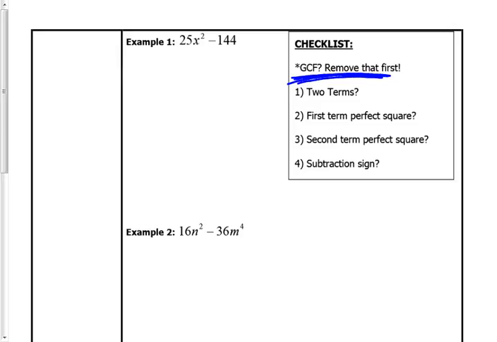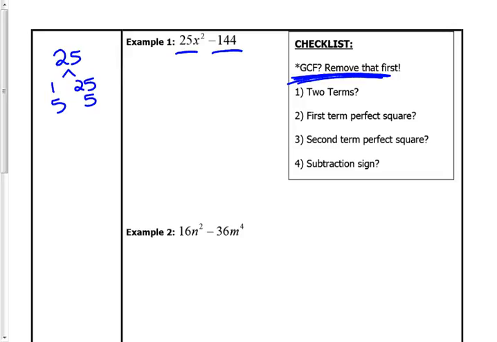Okay, so let's look at example 1. I look at my coefficients here. I have 25 and 144. Well, 25 is 1 times 25, 5 times 5. That's it. And there is no number here that can divide 144, or 144 cannot be divided by any one of those numbers. So that means there is no GCF.